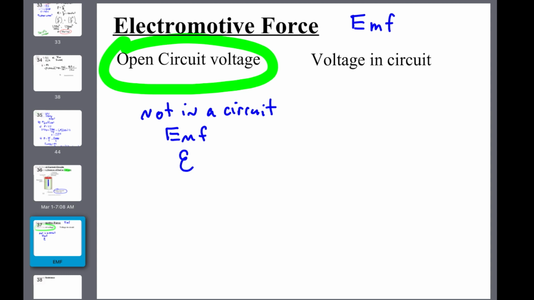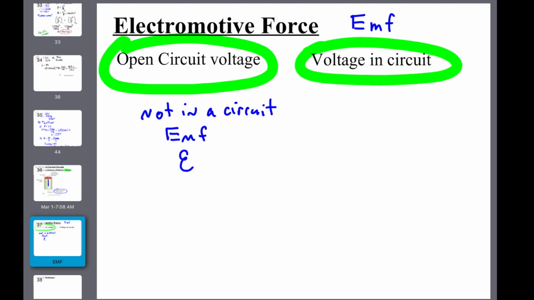Then I want you to set up a circuit with the battery that lights up a light bulb. And when that circuit is running and that light bulb is lit, I want you to measure the voltage in the circuit again. So that's when the battery is actually running. Then compare the terminal voltage measured when the light bulb is lit to the EMF. Pause the video here and go do that.